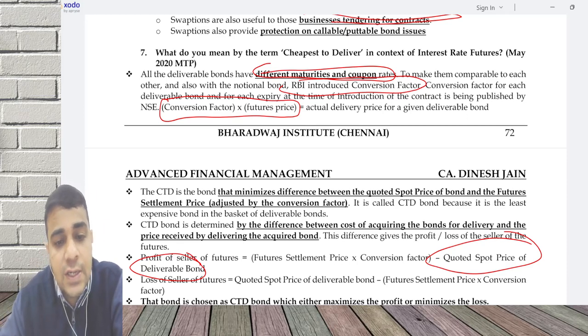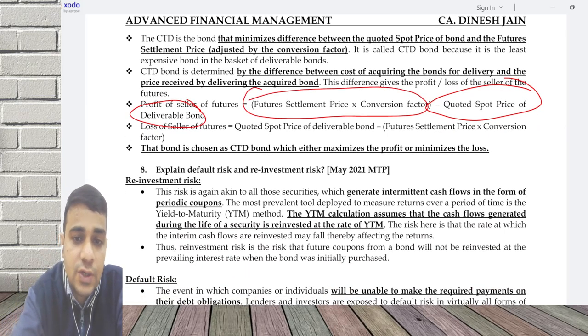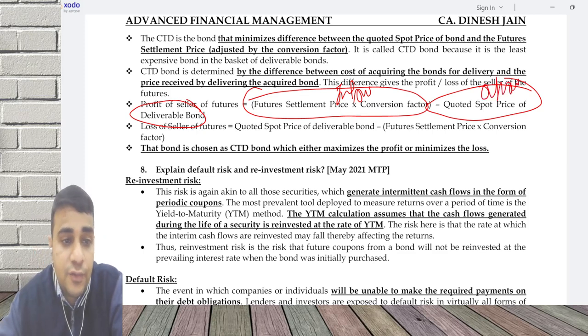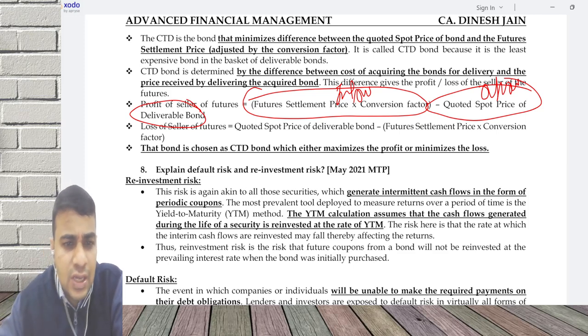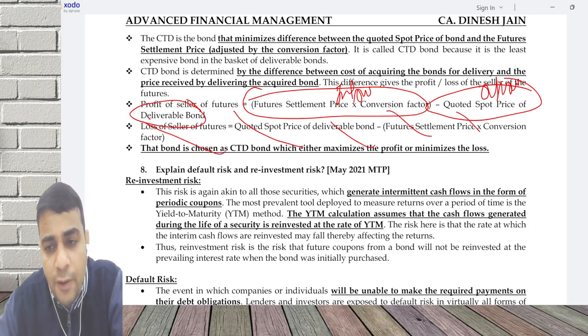Profit on settlement of futures is the future settlement price into the conversion factor, which is my inflow, and this is my outflow. And if you are a seller of futures, the loss is the opposite. It doesn't really matter. I need not write this. It's self-explanatory.